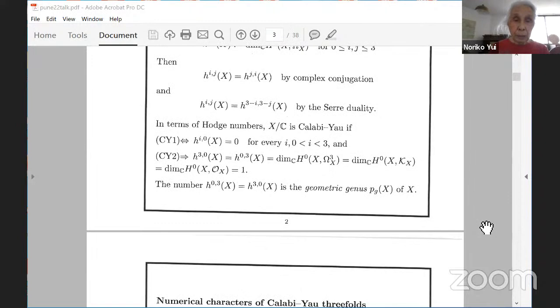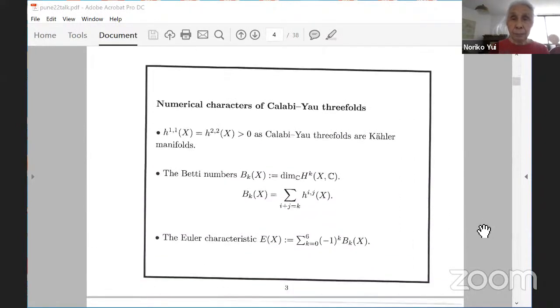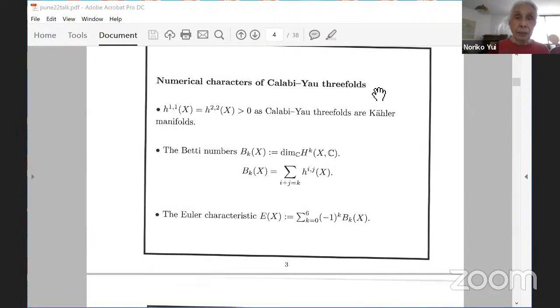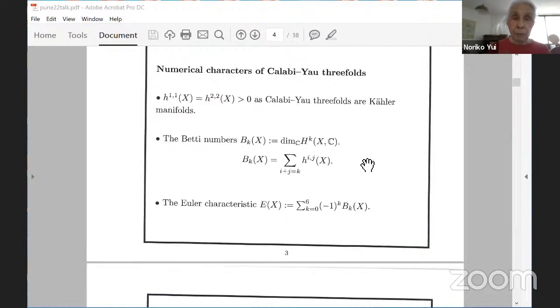So we can characterize the numerical invariants associated to a Calabi-Yau threefold. First of all, a Calabi-Yau threefold is a Kähler manifold, so we have to have a Kähler class. So h^{11}(X), which is the same as h^{22}(X), has to be non-zero. And the Betti numbers are the sums of these Hodge numbers, b_k equal to the sum of h^{ij} with i plus j equal to k. And the Euler characteristic is the alternating sum of these Betti numbers. So all these numbers you can calculate.